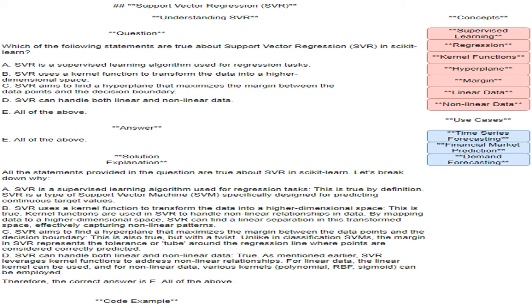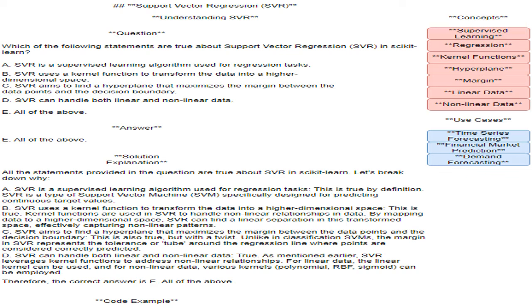This statement is true by definition. SVR is a type of support vector machine, SVM, specifically designed for predicting continuous target values. It falls under the umbrella of supervised learning because it learns from labeled data, where both the input features and the corresponding target values are provided. Supervised learning. Correct. This is true.